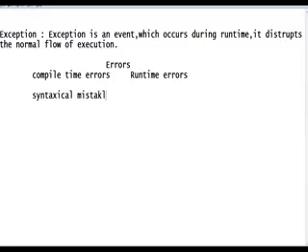Syntactical mistakes are called compile time errors. Runtime errors. What are the runtime errors? Runtime errors are nothing but memory errors. For example, syntactical mistakes.